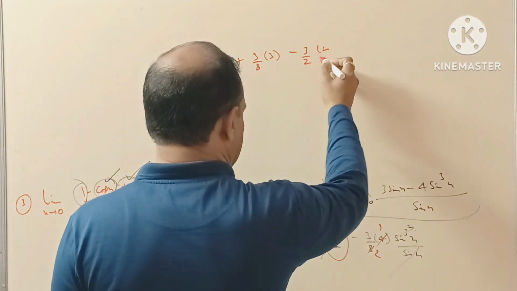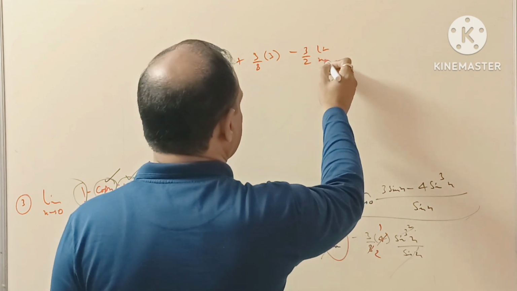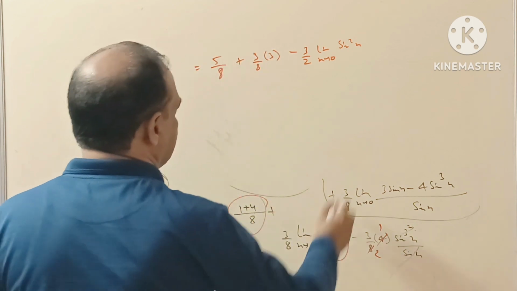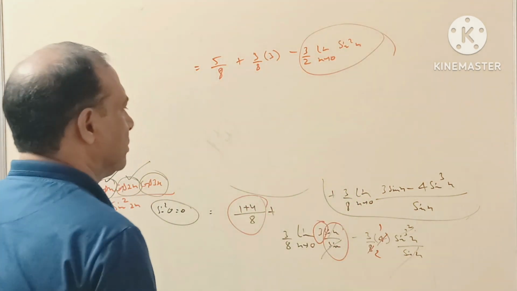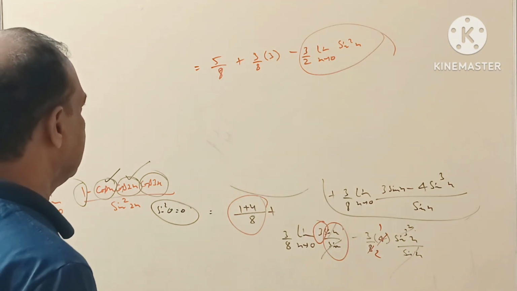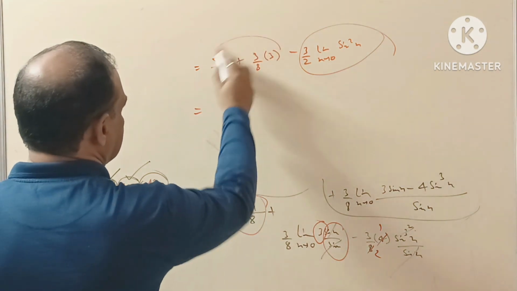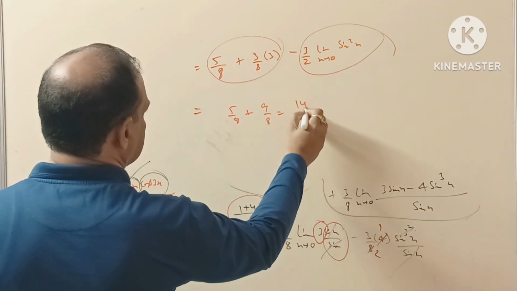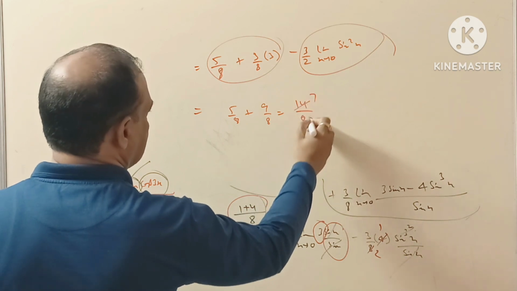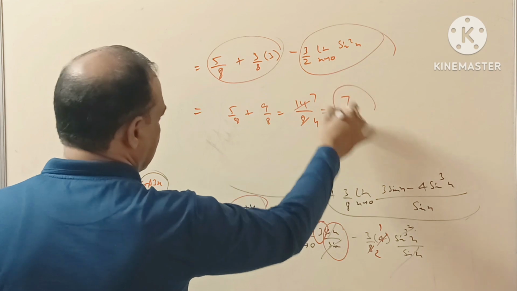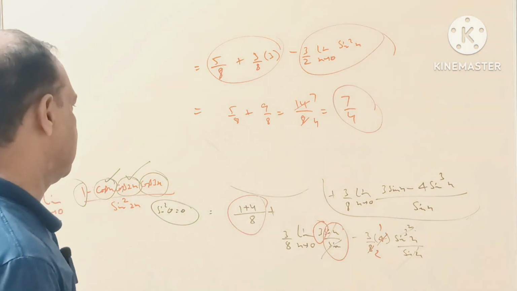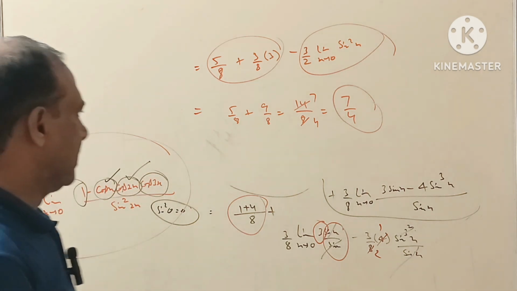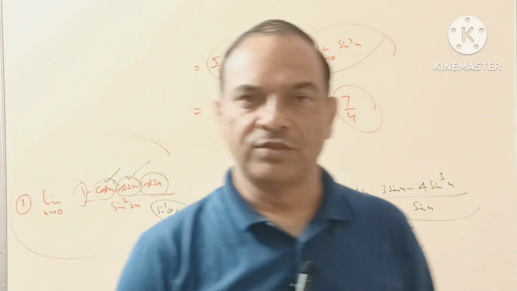Now here we have to just apply this limit. Limit x tends to 0, sin square x. If we put x equal to 0 in this particular case, the whole will become 0, because we know sin 0 is equal to 0. Now we are left with only these two parts. This is 5 over 8 plus 9 over 8, which gives 14 over 8, and this is 7 by 4. Therefore, you can see that 7 by 4 is the required answer of this question by using the L'Hospital rule to solve this question of limit.